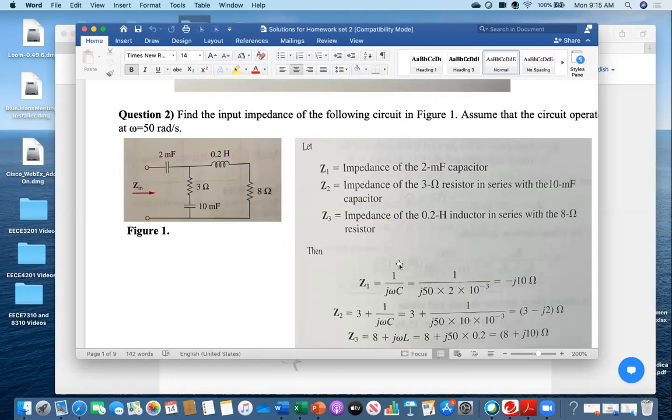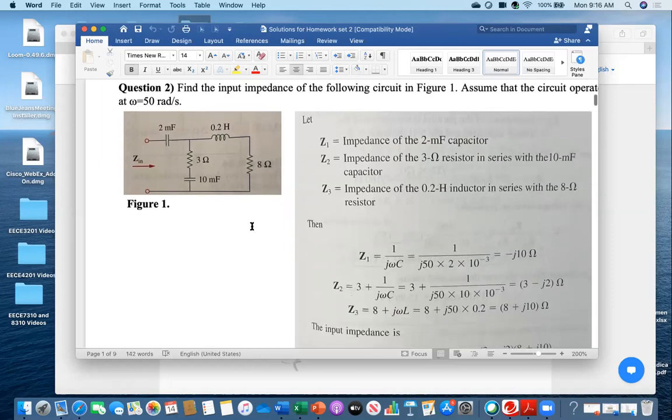So Z1 is 1 over j omega C. Omega is 50, C is 2 millifarad, so I am converting into farad, 2 times 10 to the power minus 3. So ultimately I got minus j10 ohm.